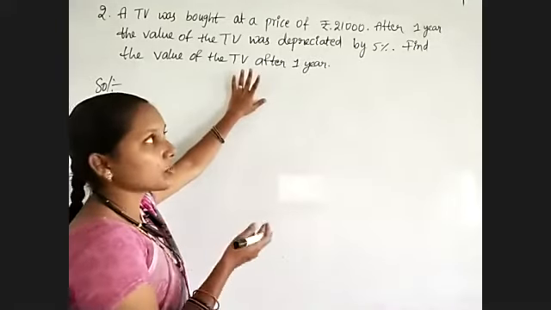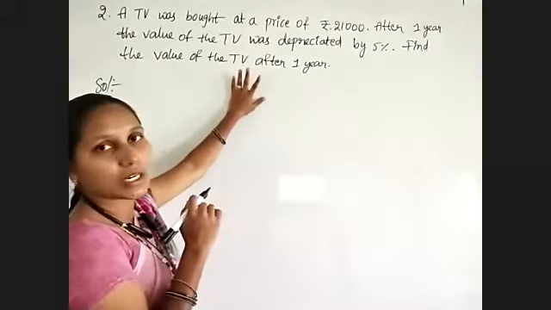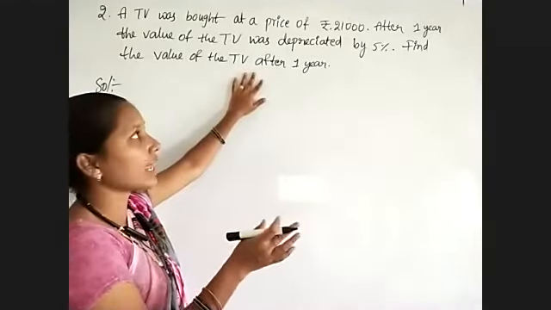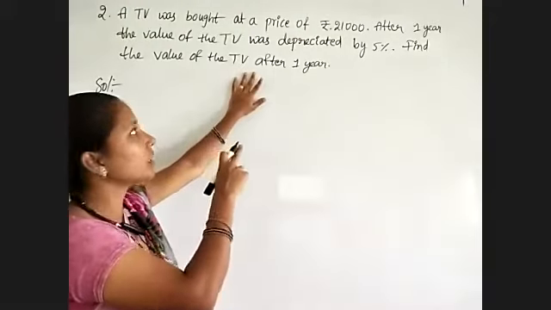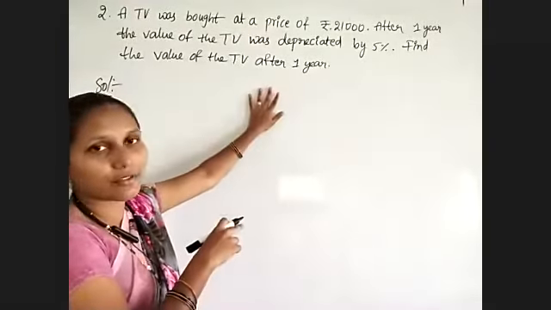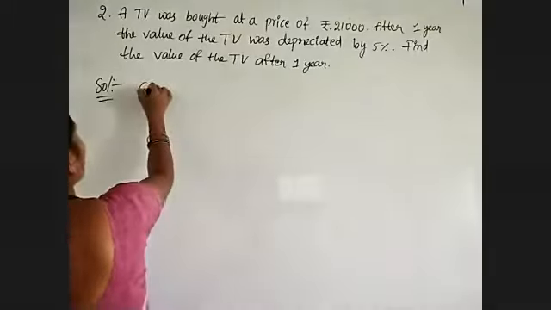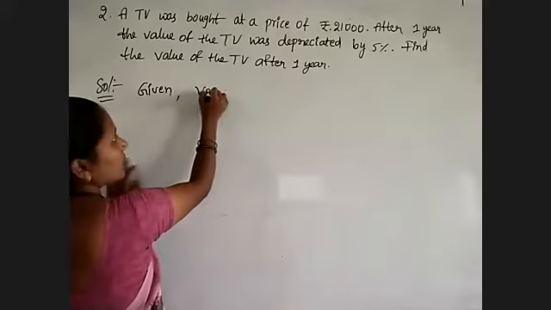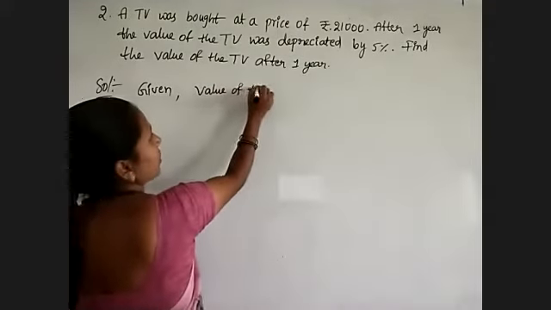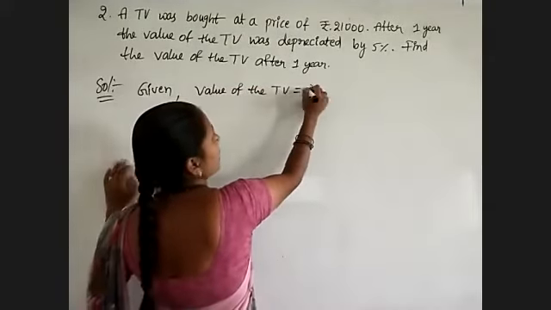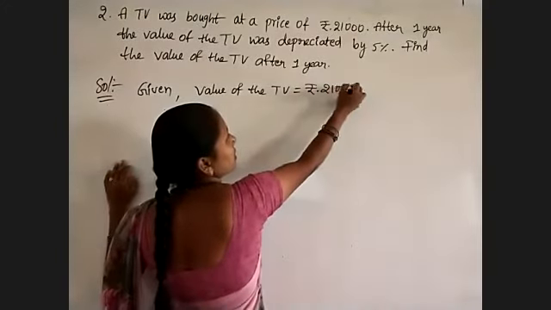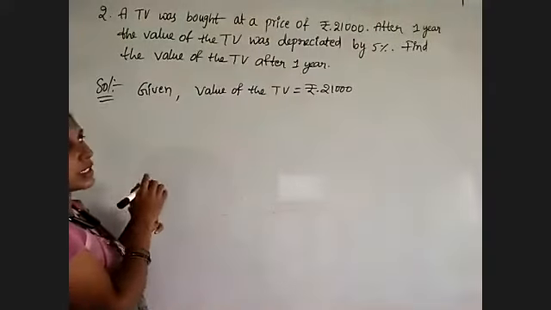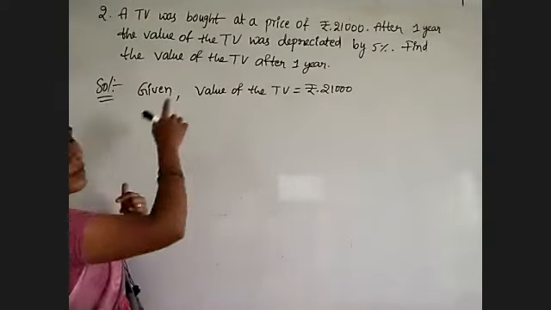Reduced by 5%. How much, they did not give. Find 5% of the original amount. After getting that value, subtract it from the actual value. Then we will find the value of the TV after 1 year. So, given: the value of the TV is equal to 21,000 rupees before the depreciation. Yes or no? So given that there is 5% depreciation after 1 year.